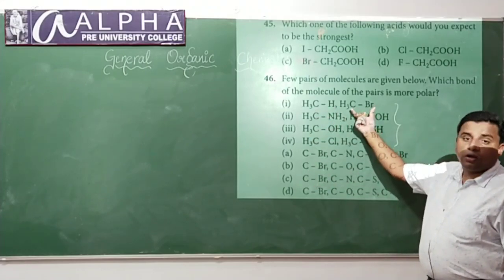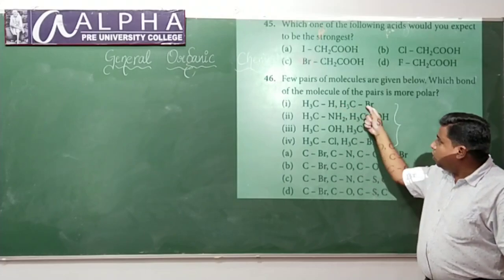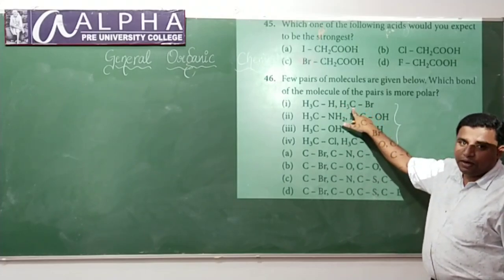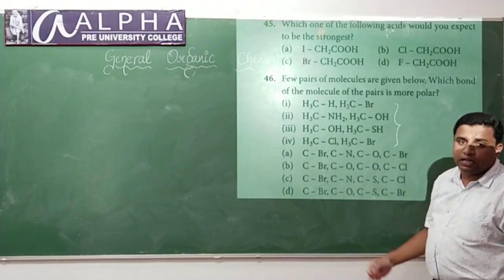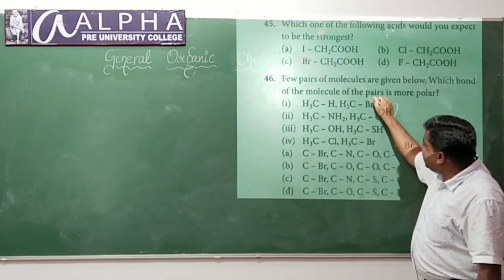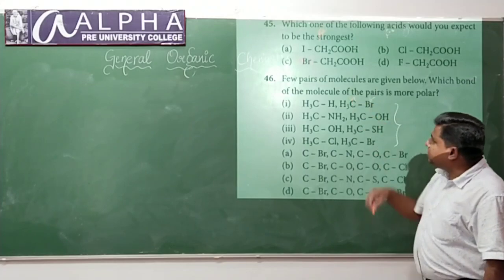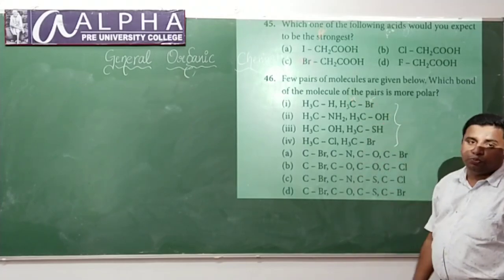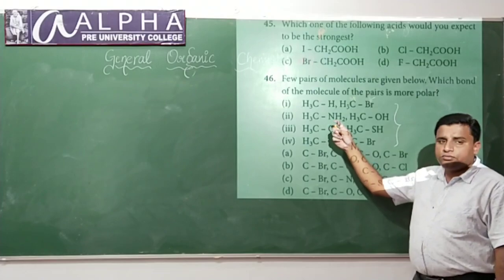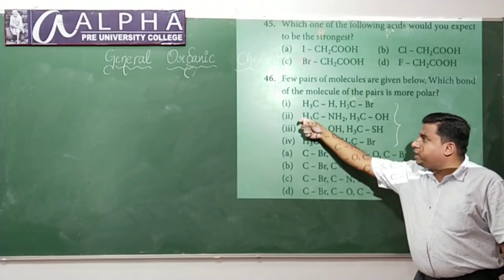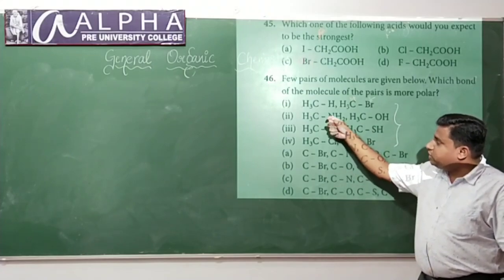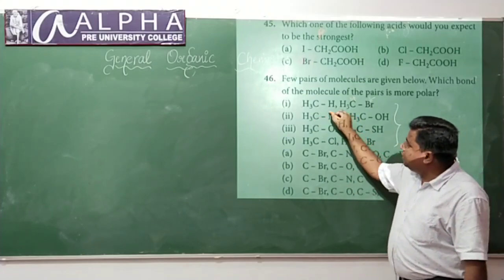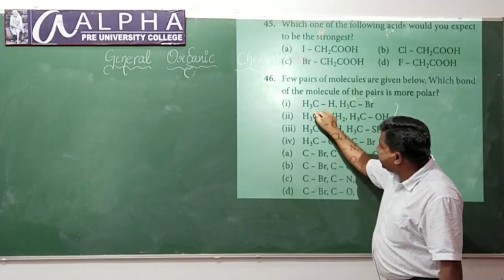How about carbon and bromine? Out of these two, bromine is more electronegative than carbon. So bromine will withdraw the shared pair of electrons towards itself. Obviously, bromine will develop partial negative charge, carbon will develop partial positive charge. That means this bond is polar, isn't it? Next, in the second option, we have a carbon and nitrogen bond. Obviously nitrogen is more electronegative than carbon. Well, this bond is also polar, isn't it?